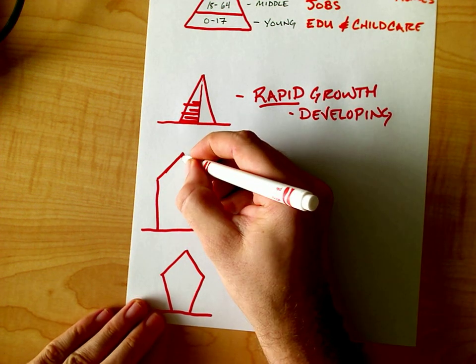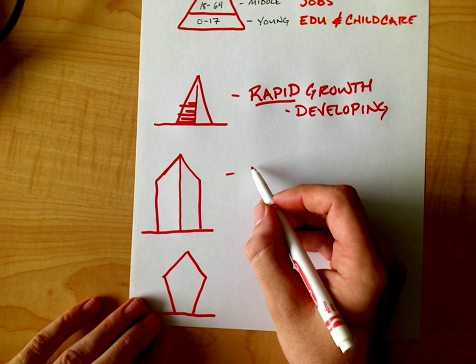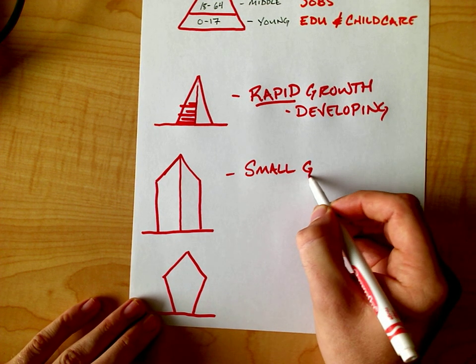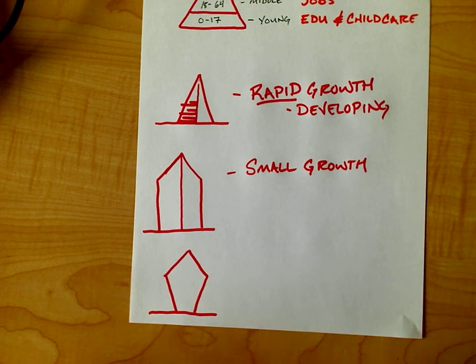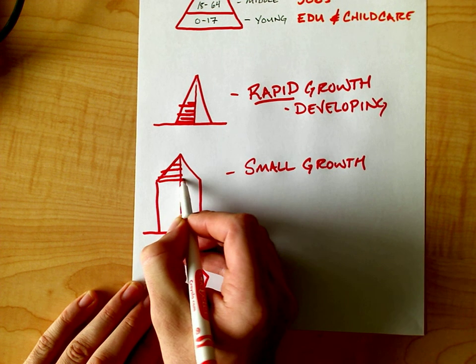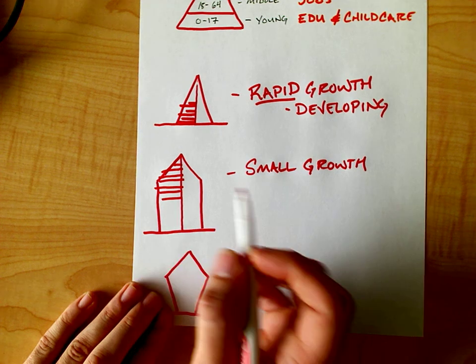Next up we have the standard. This is the small growth. Now with small growth, again, you tend to have people on one side or the other of these lines, but they stay pretty close if you draw an average.